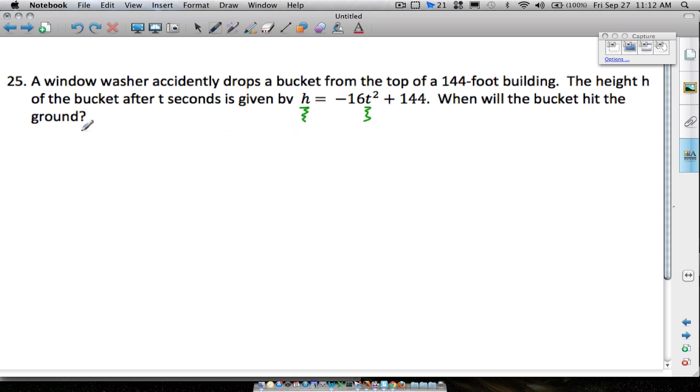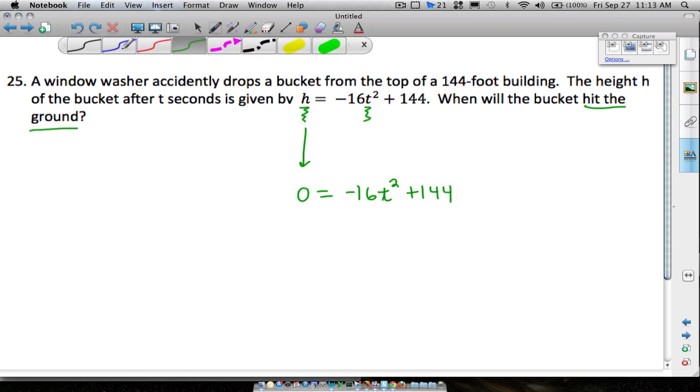Well, the question you want to ask yourself: when the bucket hits the ground, the height is going to be 0. So we're plugging in 0 for h because that's when the bucket hits the ground. And we're trying to figure out when. How long is it going to take? Well, we've got to solve for t then. So we have negative 16t squared plus 144.